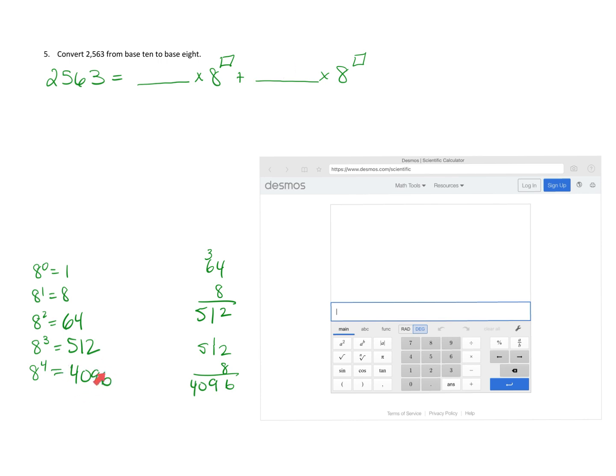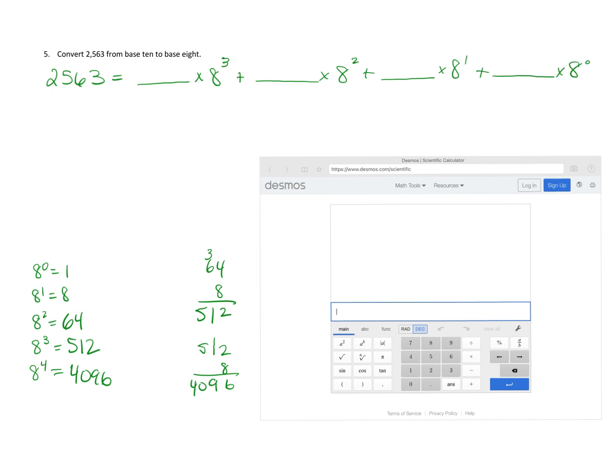Okay, so I want to write my 2,563 as a sum of products of powers of 8. 4,096 is the biggest one I calculated so far, and it's bigger than this whole number, so I can't do something times 8 to the fourth and get 2,563. It's too big. So my highest power of 8 is 8 cubed, which is 512. I'm going to start with 8 cubed and then go down from there, and then I'm going to have something times 8 to the first plus something times 8 to the 0.